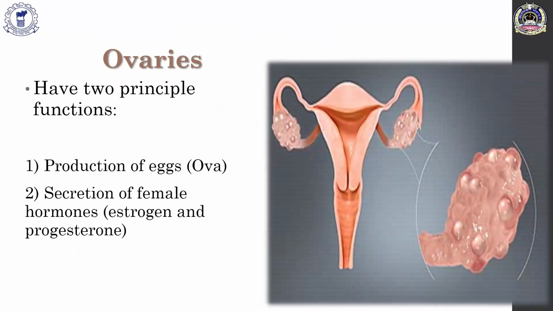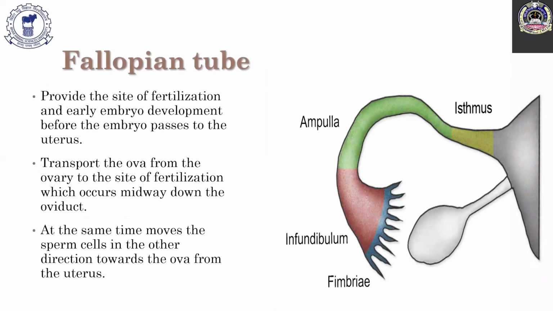These two hormones are controlled by the anterior pituitary gland, which secretes LH and FSH, and it is controlled by the hypothalamus. So this is the hypothalamic-pituitary-gonadal axis. When we talk about the fallopian tube, it is divided into three parts: infundibulum, ampulla, and isthmus.